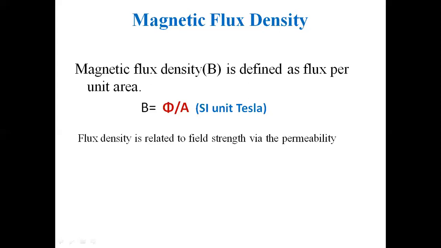Now the relation between magnetic flux density, field strength and permeability. Simply, B equals mu into H, which means B is directly proportional to H. Mu is the permeability. Permeability is the ability of the material to conduct magnetic lines of force, or mu equals mu 0 into mu r.